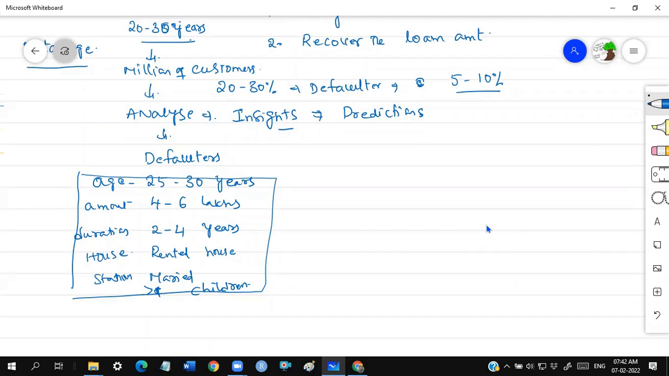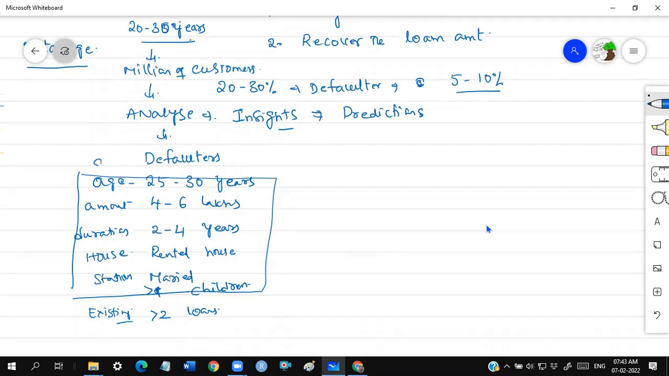So if the age is between 25 to 30 years, and the loan amount is 4 to 6 lakhs, and the loan duration is from 2 to 4 years, and if you're staying in a rented house, and the status is married, and there is more than 1 child, and existing loans also increase the chances. Whenever he has more than 2 current loans, he is already paying some loans, like a two-wheeler loan or personal loans. Whenever he is already repaying an existing loan, and again takes a new loan, the chances are that he may not be able to repay them.